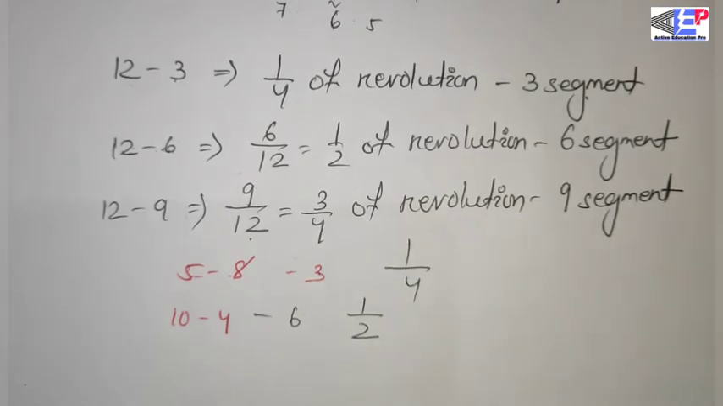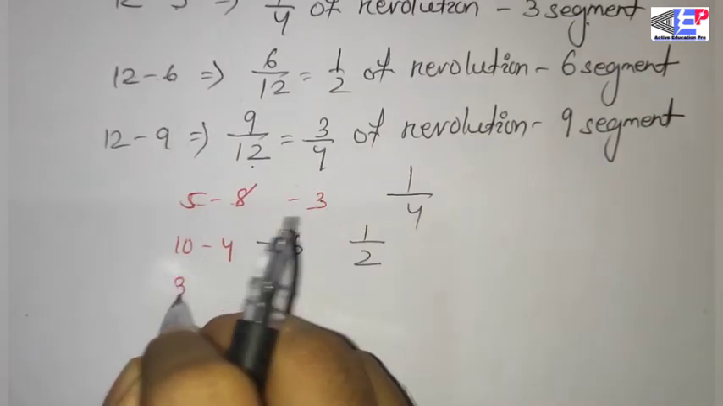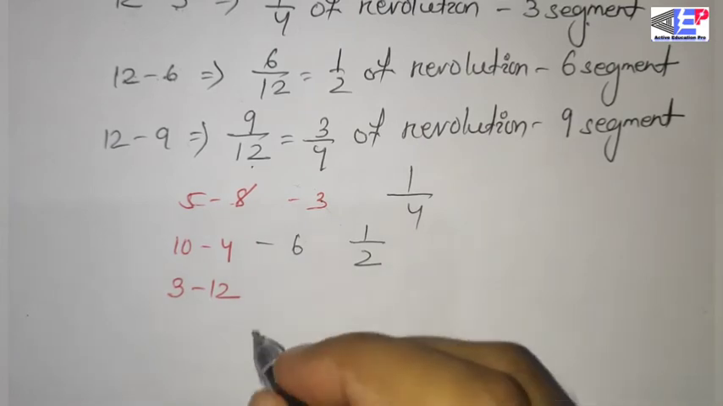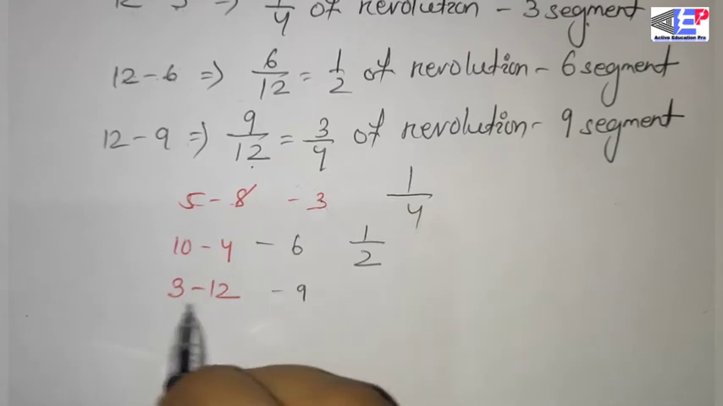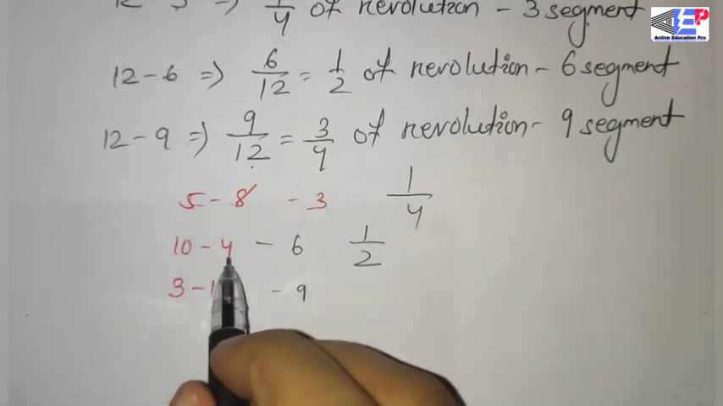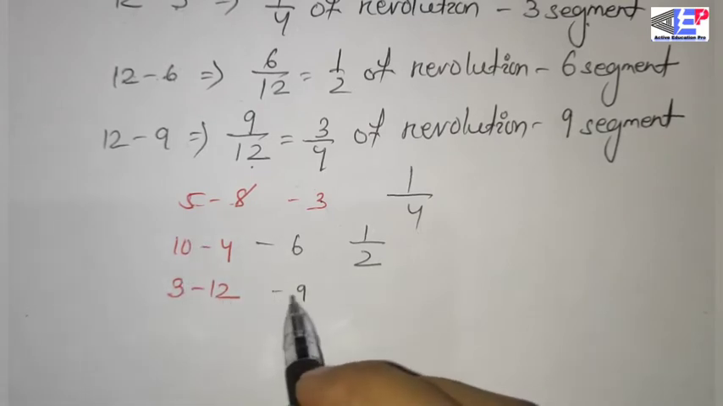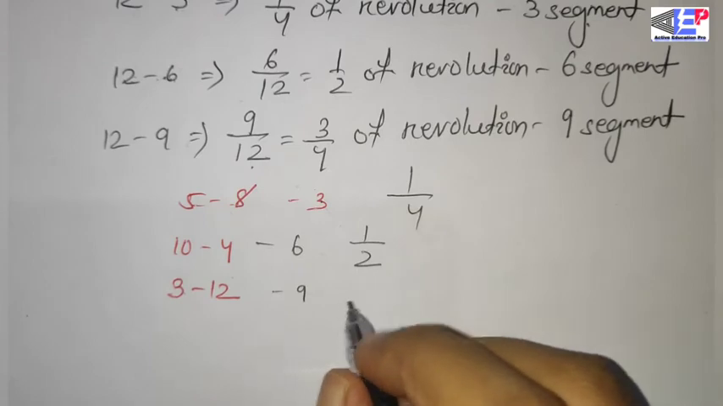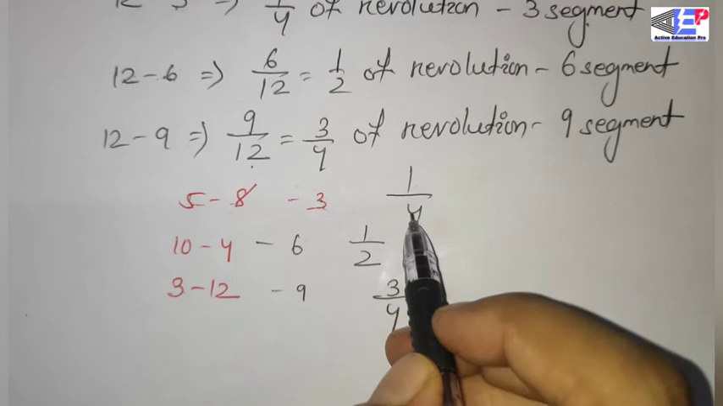Again, suppose another example, 3 to 12. When you move 3 o'clock to 12 o'clock, there are 9 segments. Just subtract it: 12 minus 3, 10 minus 4, 8 minus 5. 12 minus 3 is 9. And 9 segments means this is 3 by 4th of the revolution. 3 segments is 1 by 4th revolution.